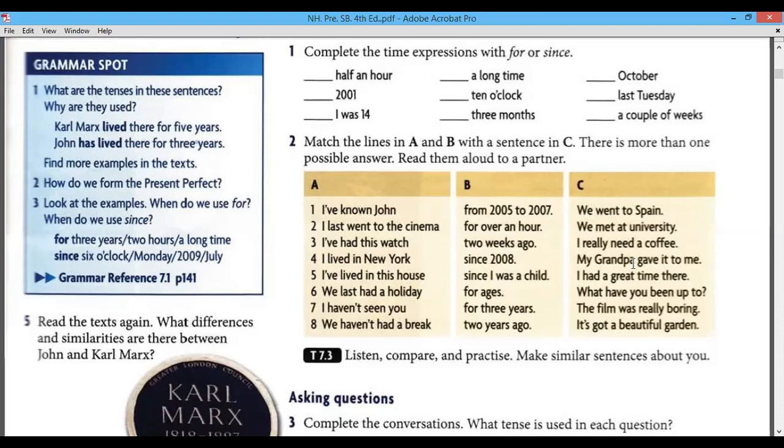7. I haven't seen you for ages. What have you been on to? 8. We haven't had a break for over an hour. I really need a coffee.